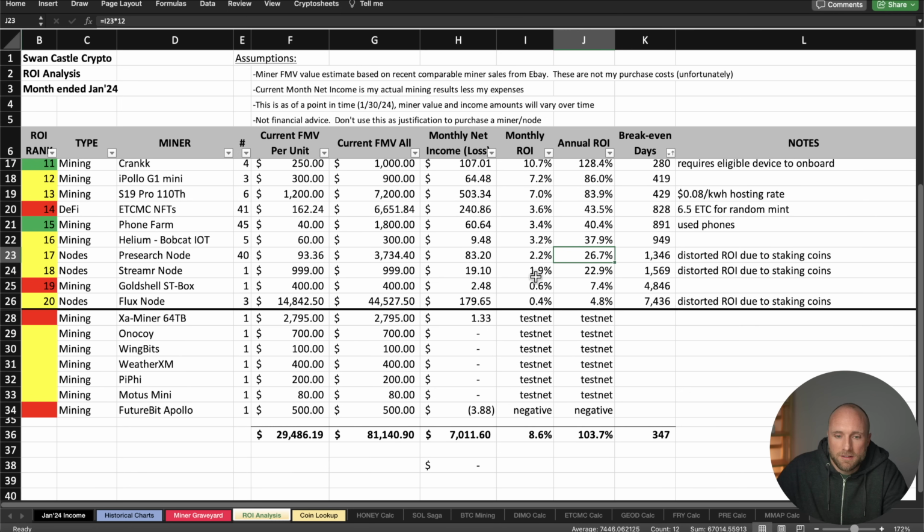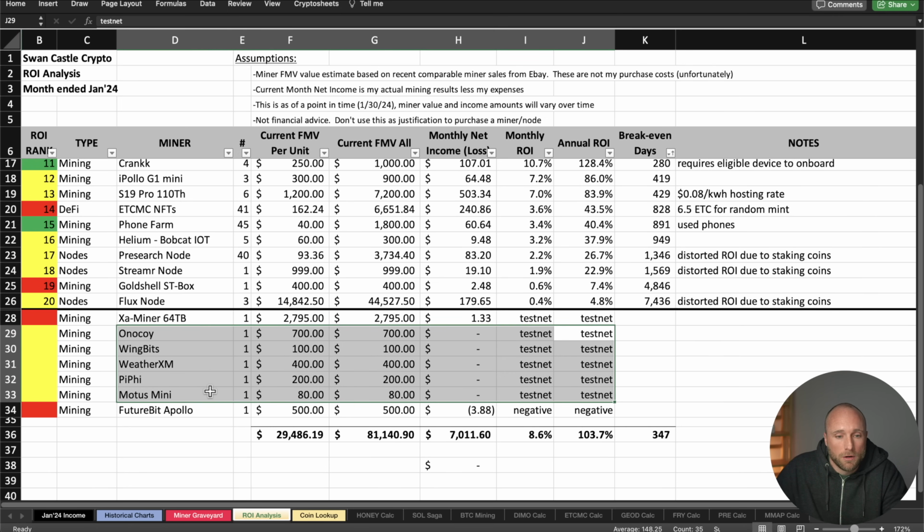And then finally, we have our testnet projects, which a lot of times can be very lucrative if you can get in too early, because then you get an airdrop when the token goes live, which obviously we've got a lot of projects going live here in the next couple months.